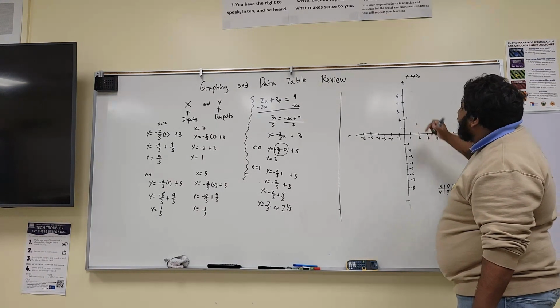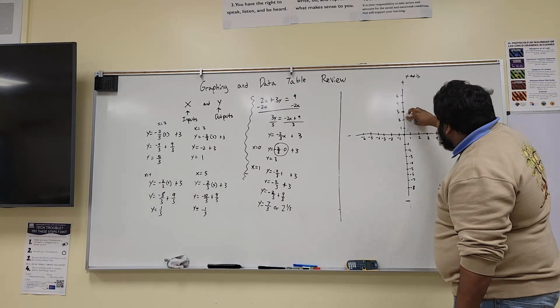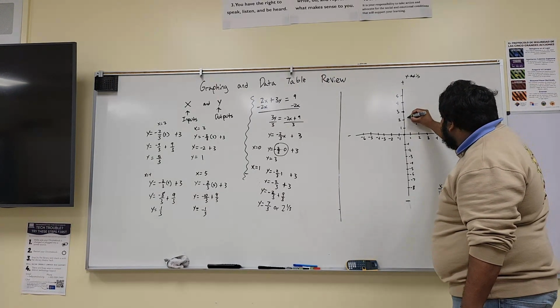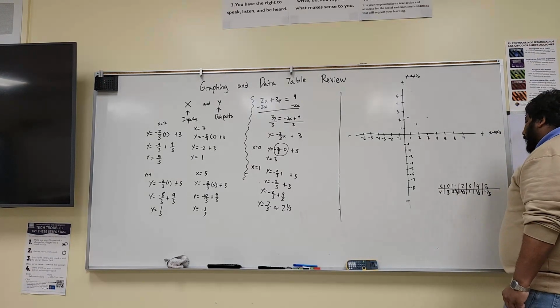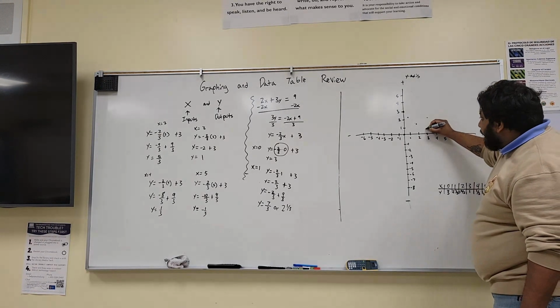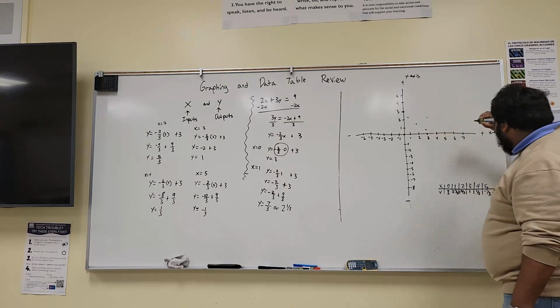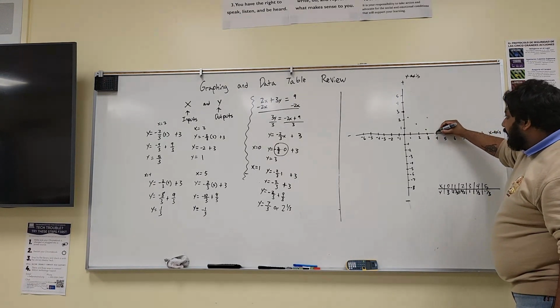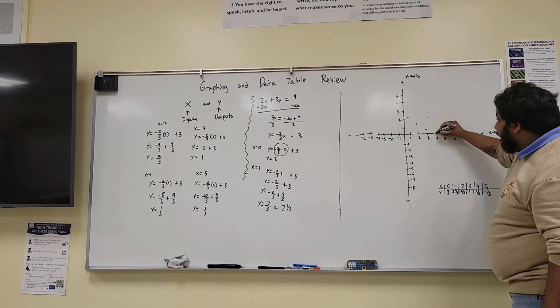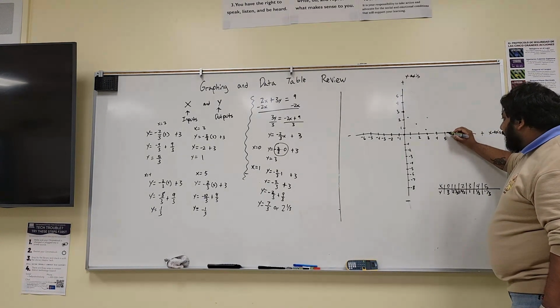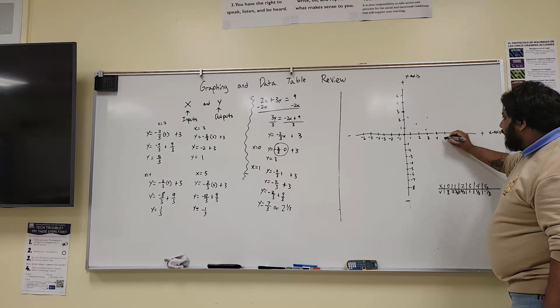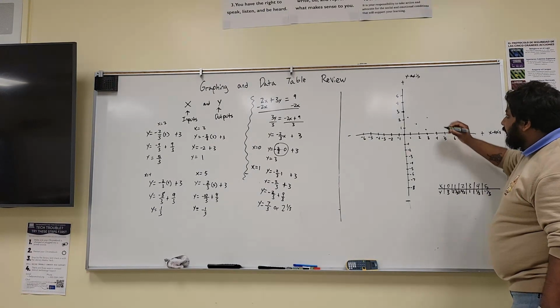The graph's scaled a little weirdly, so fix that. When x is equal to 3, y is 1. When x is equal to 4, it's 1/3. And when x is equal to 5, y is negative 1/3.